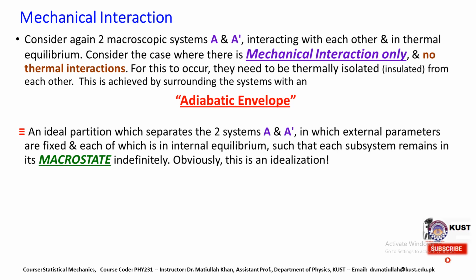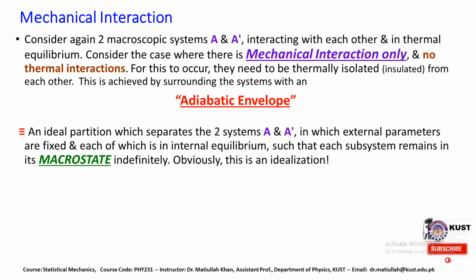So for this to occur, they need to be thermally isolated, insulated from each other, and this is achieved by surrounding the system with an adiabatic envelope. So an ideal partition which separates the two systems A and A dash, in which external parameters are fixed and each of which is in internal equilibrium, such that each subsystem remains in its macroscopic state indefinitely. So obviously this is an idealization.